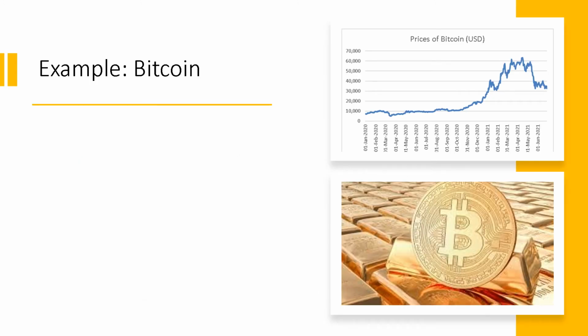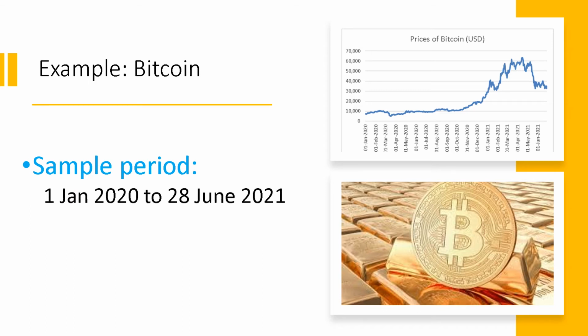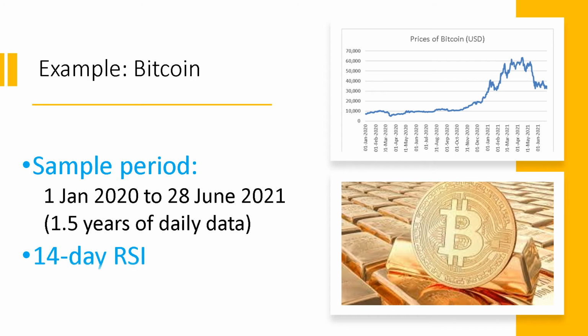Next, we come to our learning example, Bitcoin. I have selected the sample period from 1st January 2020 to 28 June 2021, which is the latest date when this video is produced. The sample period consists of 1.5 years of daily data. I'm going to show you step by step how to compute 14-day RSI using formulas and Excel. Stay tuned.